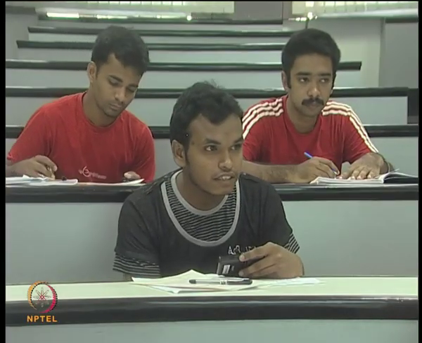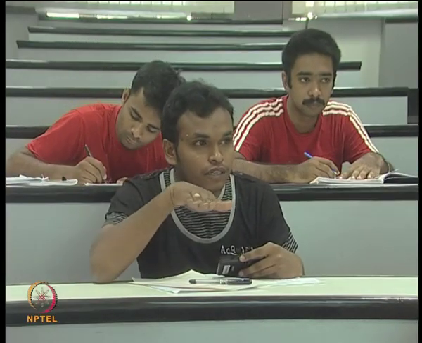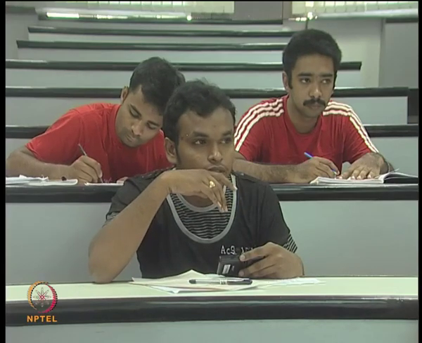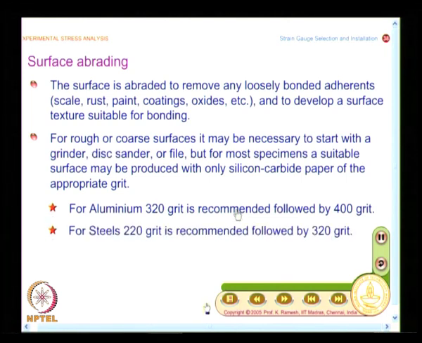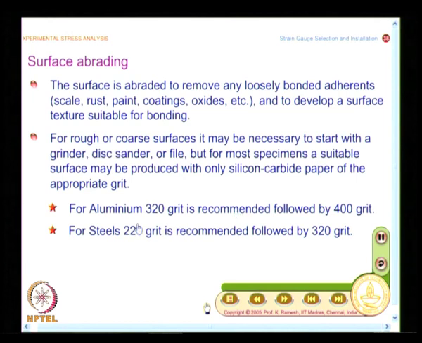While installing the strain gauge, why are you rubbing at 45 degrees using emery paper? See, the essential requirement for surface preparation is to prepare the surface so that I have a surface roughness of a desired magnitude, so that the strain gauge can be bonded comfortably. And what we looked at was, in the case of aluminum, use of a 320 grit followed by 400 grit is recommended, and for steels you need to select 220 grit followed by 320 grit.